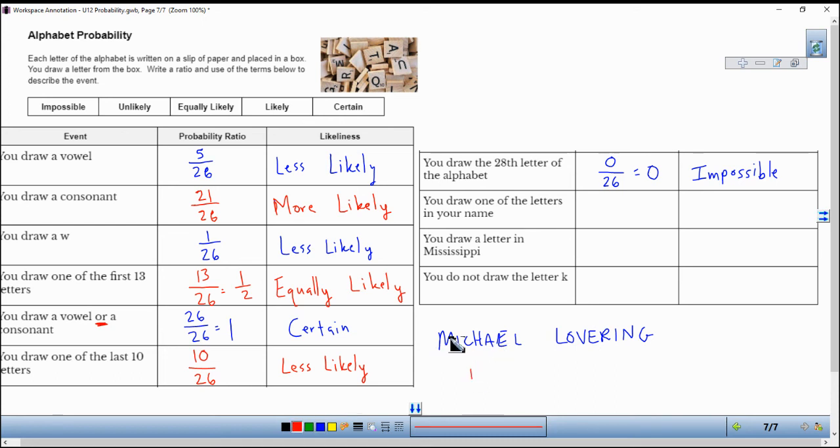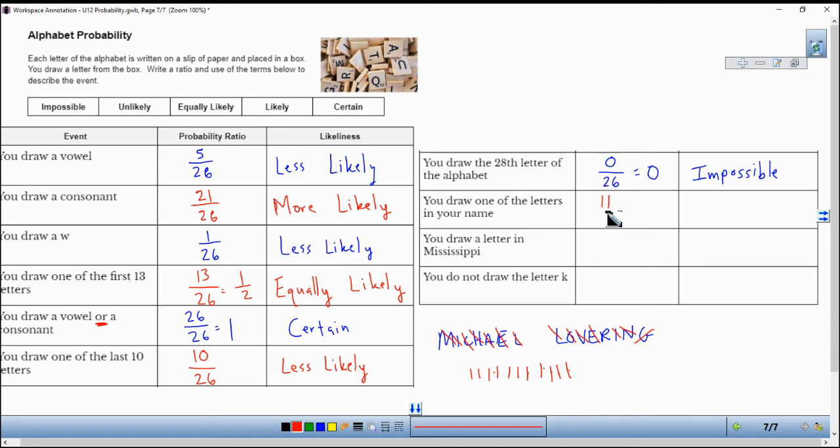So M is 1. There's 2 I's, so I'm only going to count that once. There's a C. I have an H in there. I have an A. L is in there as well. I have an O and a V and an N and a G. I should have done tallies. Missed opportunity. 1, 2, 3, 4, 5, 6, 7, 8, 9, 10, 11. So I was hoping for equally likely, but I have 11 letters in my name.